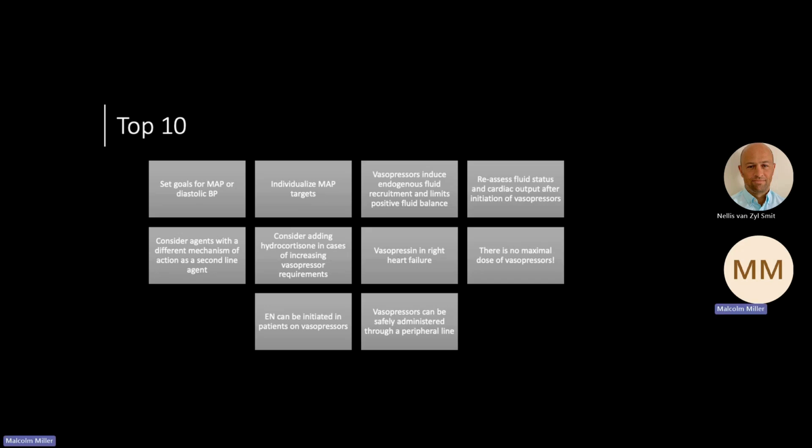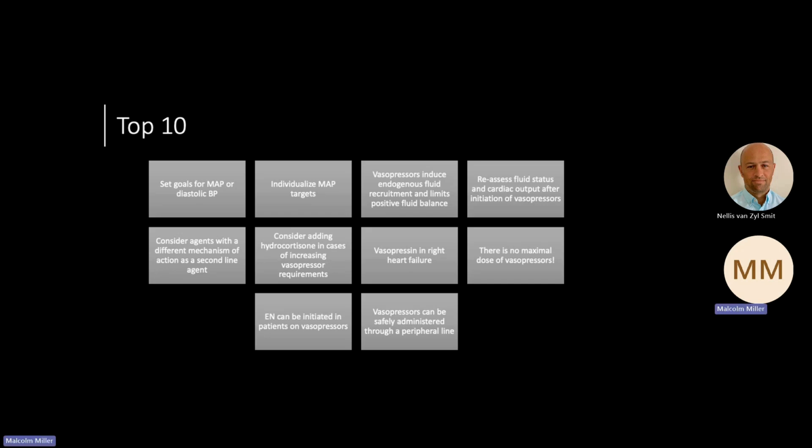What I would like to plant the seed in your minds is to consider a second agent, particularly in those difficult patients. But then I think you need to have more monitoring, and you probably want to know what the SVR is, and you want to know what the cardiac output is. We never want to forget about hydrocortisone, particularly in septic shock.